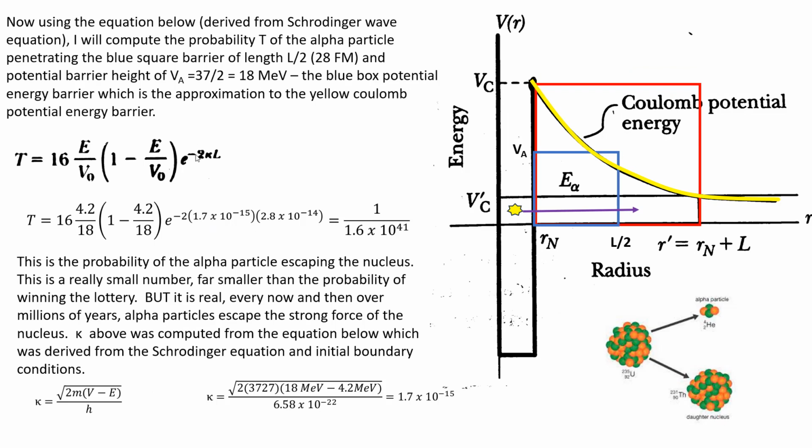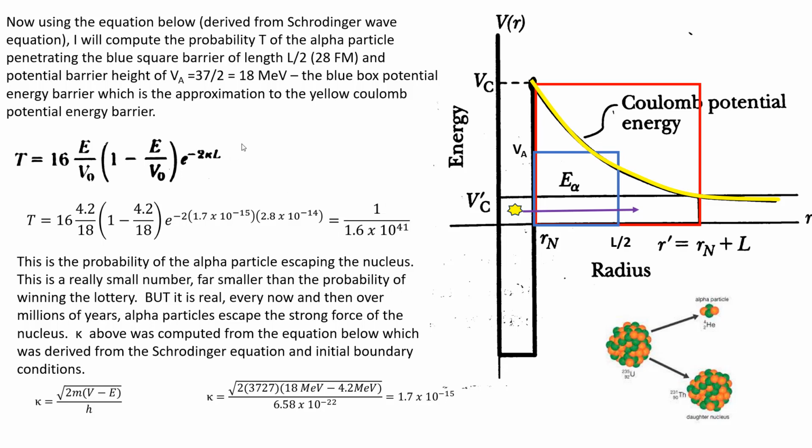So finally all I've got to do now is plug all the numbers that I have for the square barrier into this probability equation. So the energy of the alpha particle. This is the estimate of the potential of this blue box, the blue wall. And kappa here is estimated from this equation, which comes from the Schrodinger wave equation. This is the mass of the alpha particle. This is the difference between this energy and the energy of the alpha particle, and then dividing by Planck's constant, I get this value, so I'm going to plug that value in for kappa here.